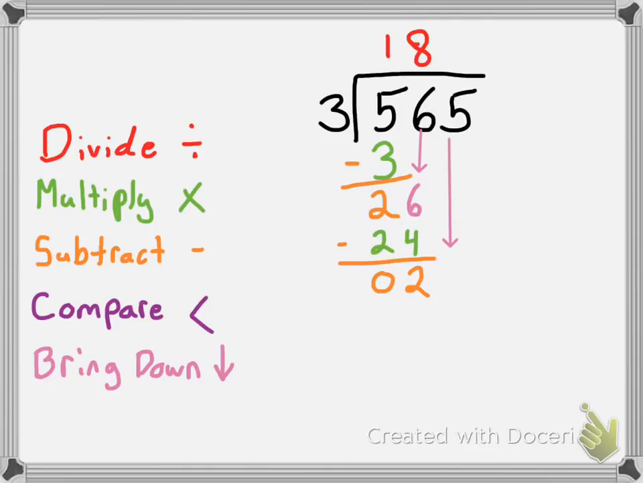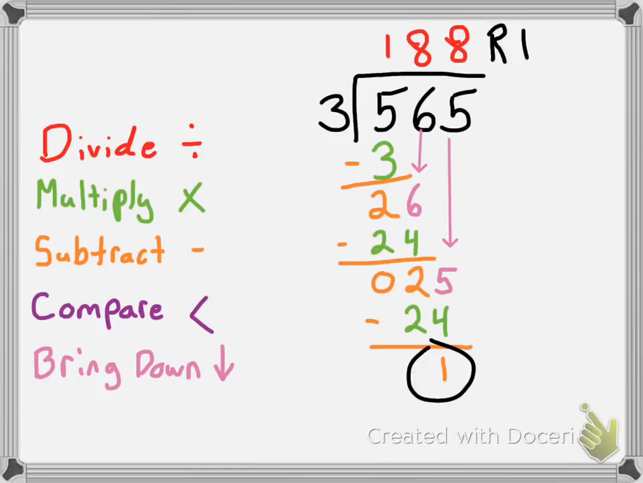I'm going to bring down the next number, which is 5, and now I have 25 divided by 3. 25 divided by 3 is 8. I'm going to multiply. 3 times 8 is 24. Subtract. 25 minus 24 is 1, and it is smaller than 3. There's nothing to bring down, so that 1, what do we do with it at the end? It's our remainder. So our answer is 188, remainder 1.